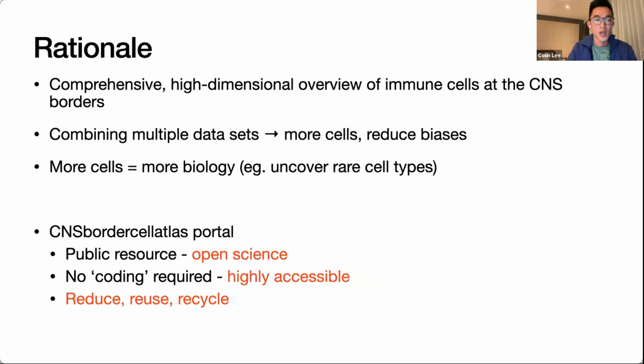The rationale of creating this atlas initially was to create a comprehensive and high-dimensional overview of immune cells at the CNS borders. We also know that combining multiple data sets gives us more cells, which in turn reduces biases that may be associated with the independent studies included here. Also, more cells gives us more biology, such as the ability to uncover more uncommon or rarer cell types.